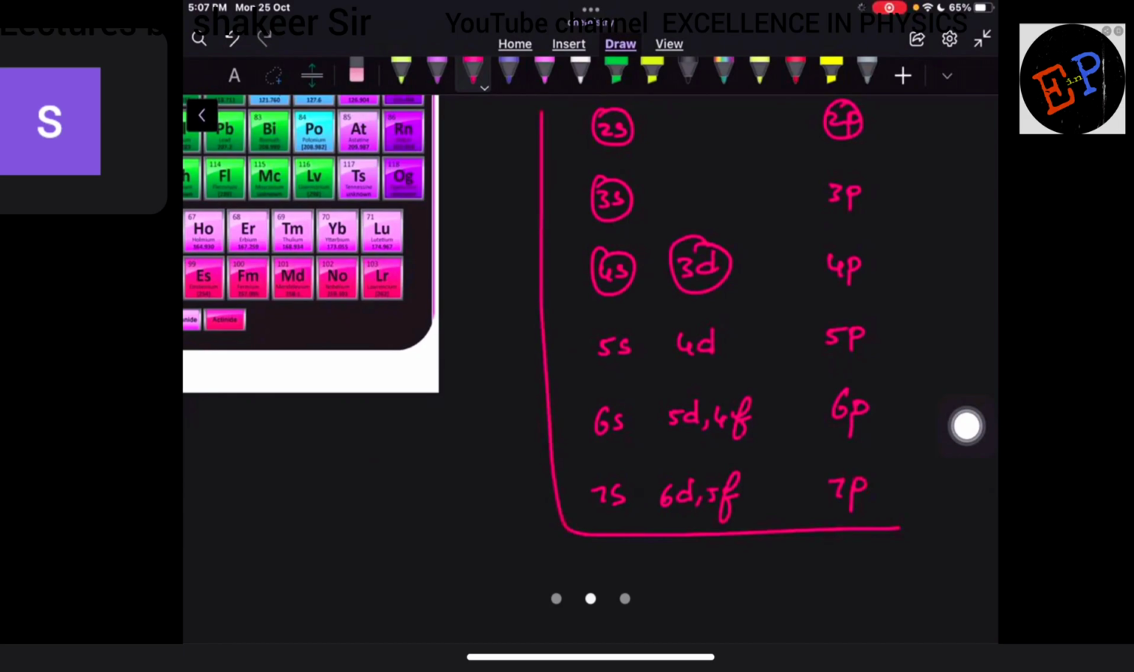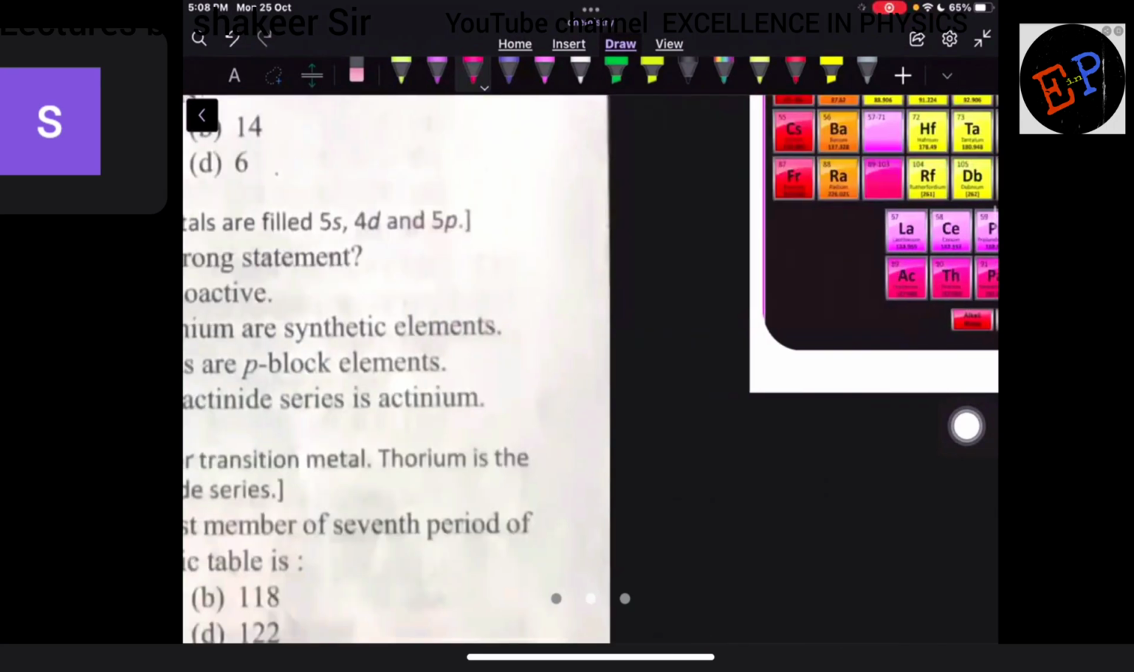He is asking which period? He is asking fifth period. In fifth period, are there any F electrons? F electrons are not present. That is our answer. Are you able to understand? So to answer this type of questions, the total periodic table should be present in your brain. Whatever may be the type of question he will ask you, you should be able to answer. Understood? That's it.